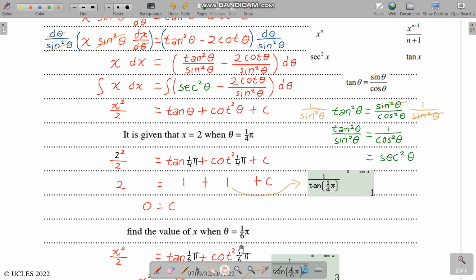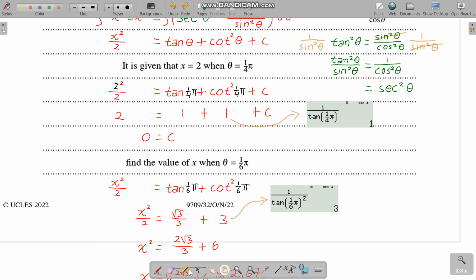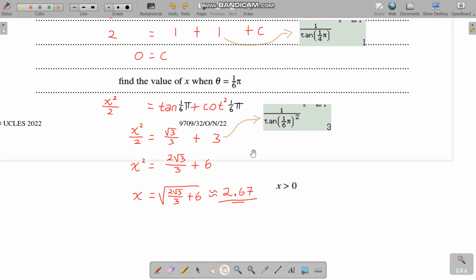So this means c is 0, which means we have the particular solution. That's when c equals 0, so there's no more c. This is the particular solution. Now find x when theta equals 1/6 pi. So we replace theta with 1/6 pi, and we use a calculator. So here you use a calculator, you get root 3 over 3, and you use a calculator, you get 3. Again, in the calculator, for cotangent, we use 1 over tangent. So this is what we get from cotangent squared 1/6 pi.